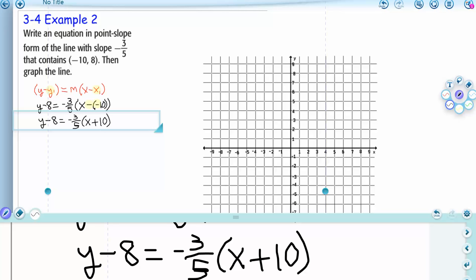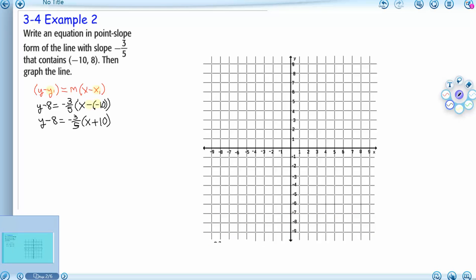So my equation in point slope form is y minus 8 equals -3/5 times x plus 10. And I leave it just like that. That's what we're asked to do.